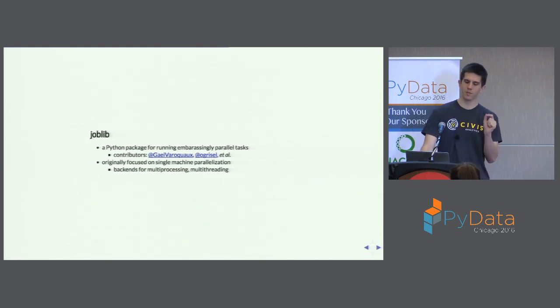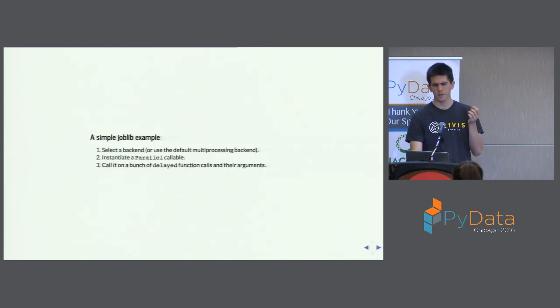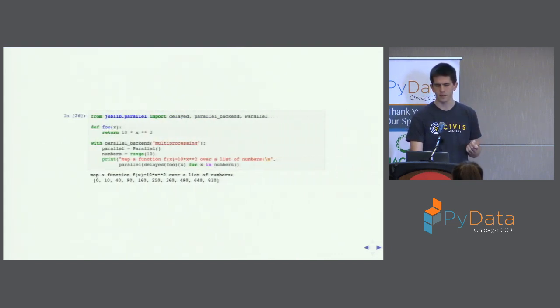So for this, we'll use joblib. This is a Python package for running these sorts of embarrassingly parallel tasks. Again, not developed by me. It was originally, I believe, focused just on single machine parallelization because there are backends for multiprocessing and multi-threading. I'm going to skip this example in the interest of time, but it's very easy to use. You can define a function and then parallelize it, and this little bit of code will run in multiple processes and compute each of these numbers on a separate process.